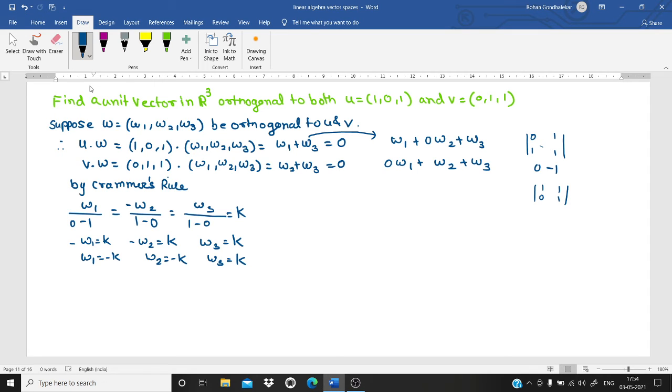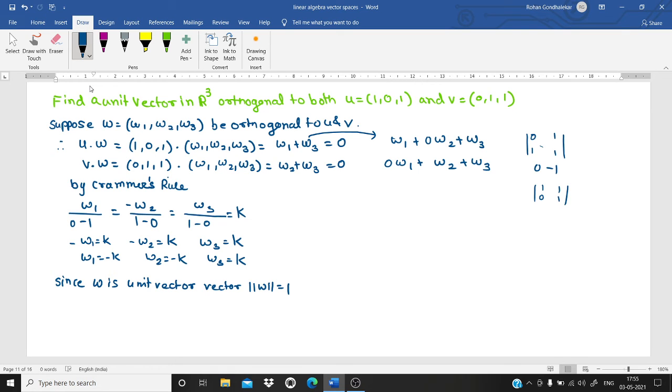Fine. So since the norm of w is 1, as we need to calculate a unit vector which is orthogonal to u and v, and since w is a unit vector, the norm of w is 1.